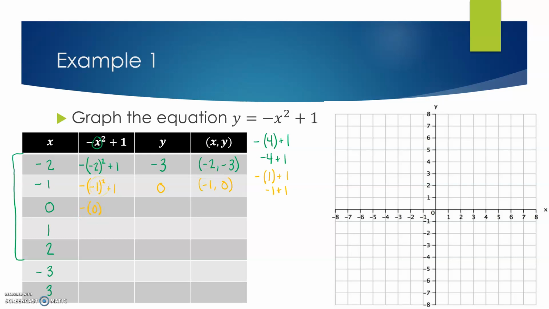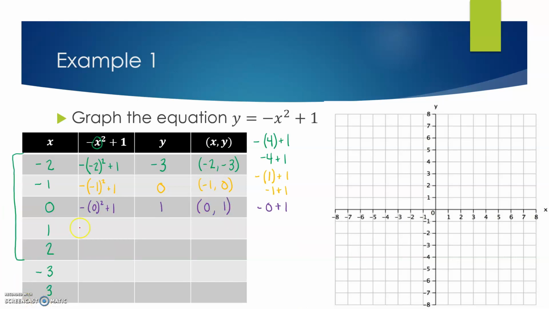And then I've got negative 0. Oh, I don't want to use that color on here. Let's change it here. Negative 0 squared plus 1. Well, 0 squared is just 0, so I'm going to have negative 0, which sounds silly at first, but I'm just going to go ahead and show it. That's just 0. And so 0 plus 1 is 1. And I'm going to have the point 0, 1.